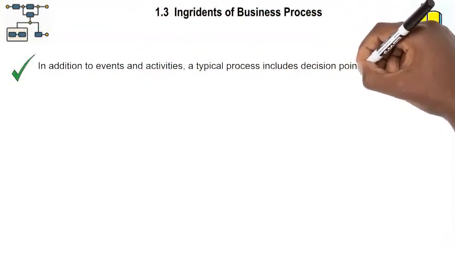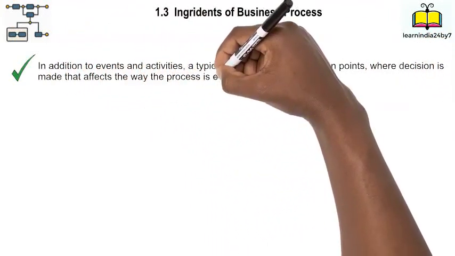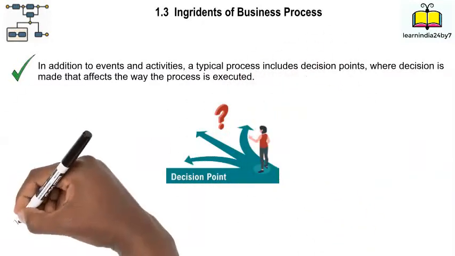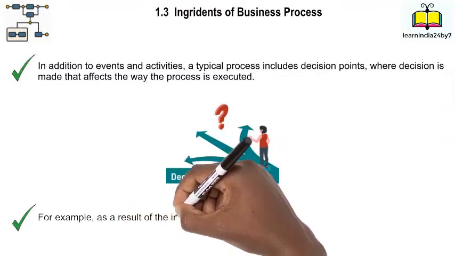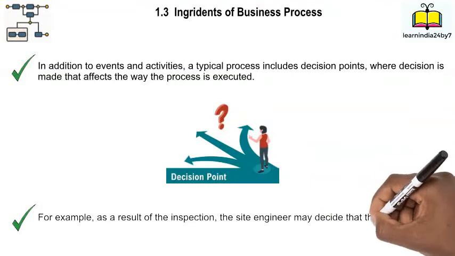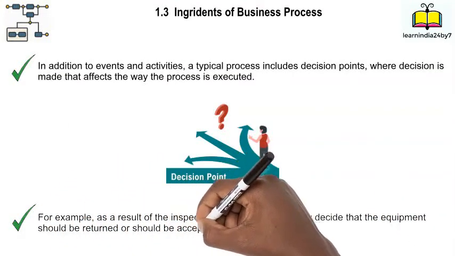In addition to events and activities, a typical business process also includes decision points, where a decision is made that affects the way the process is executed further. For example, as a result of inspection, the site engineer may decide that the equipment should be returned or should be accepted for use.